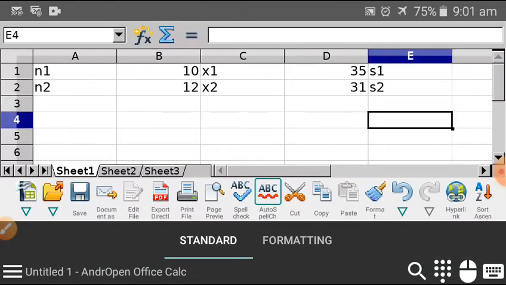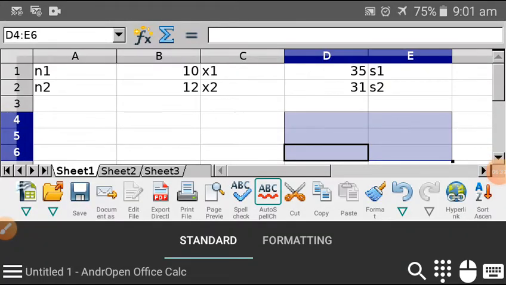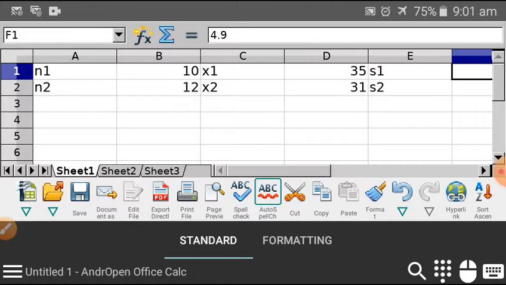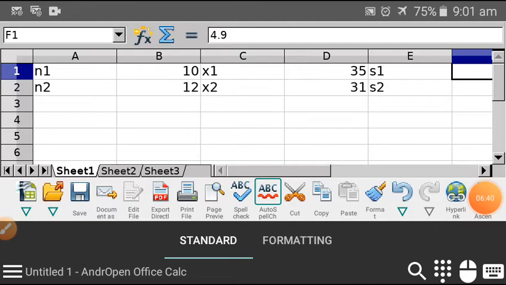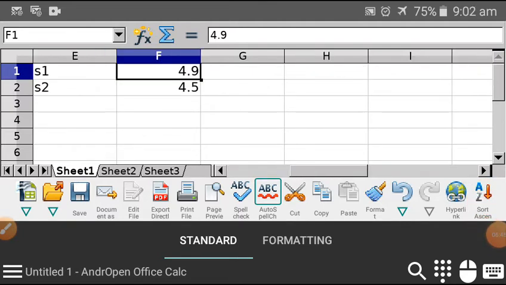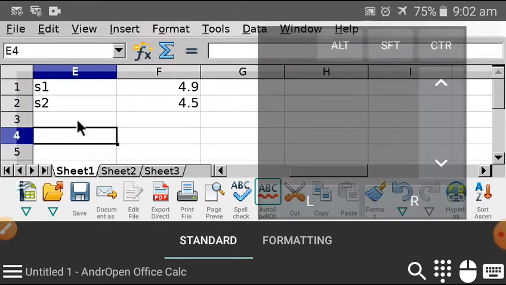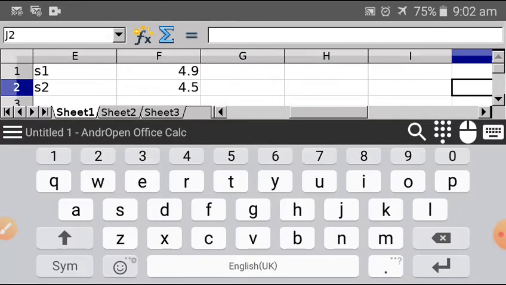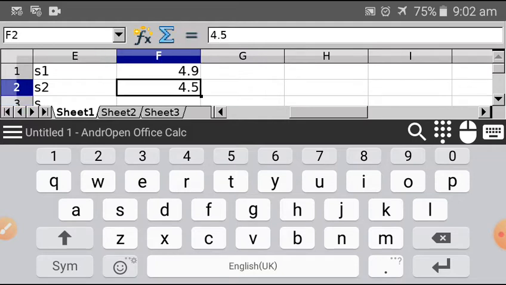Let me drag it here. Yes, this is our sheet in which we have s1 and s2. So let me calculate here the value of s. So how are we going to calculate it? Here we have to calculate s, so let me write down s. It's not s1, it's taken by default. Let me cancel it. It's s.